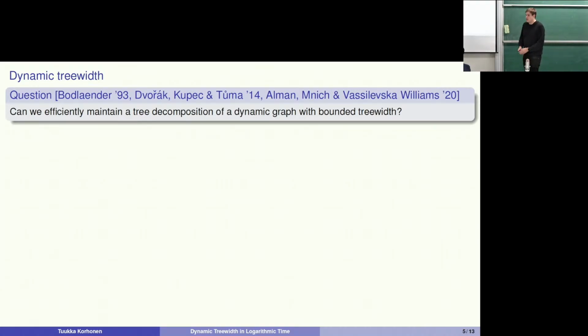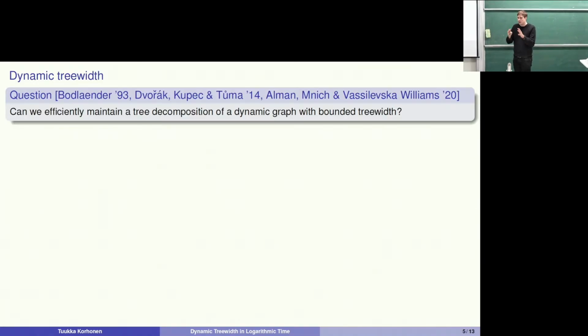Then let's go to dynamic treewidth. So given that treewidth is very central in graph theory and parameterized algorithms, many people have asked this question of dynamic treewidth. Like, can we do treewidth in the dynamic setting? If we have a dynamic graph, a graph where we want to support insert edge and delete edge operations, can we also maintain a tree decomposition of optimal width, or maybe not optimal width, that's a bit too much to ask, but near optimal width.